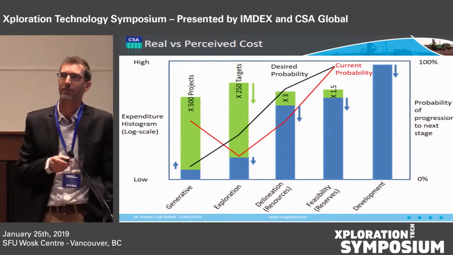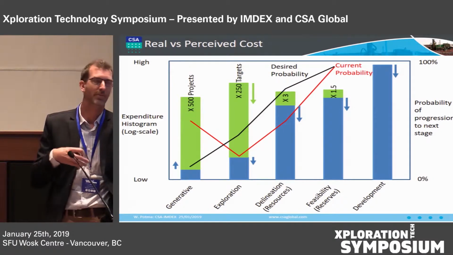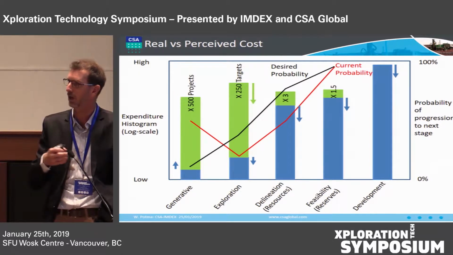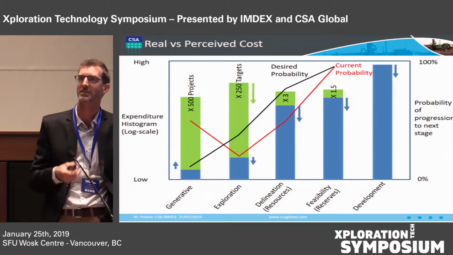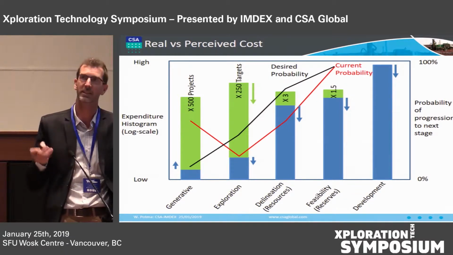Part of this graph you guys will be familiar with. The blue bars are the perception of what it costs at each stage of the mine life cycle. The early generative stage, the general consensus is that it's a fairly low cost. So the left-hand y-axis there is a log scale of the expected expenditure.